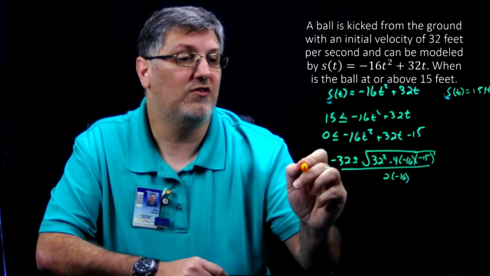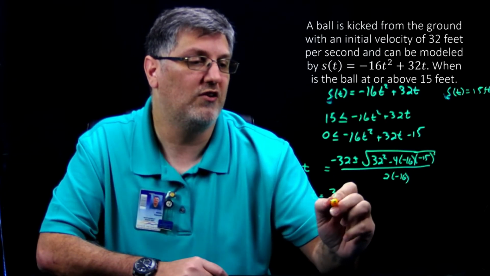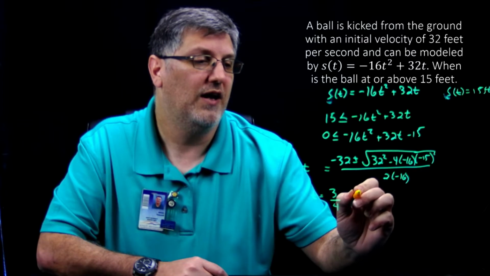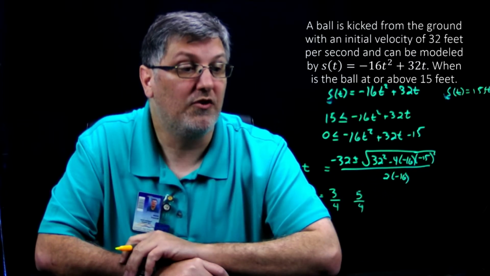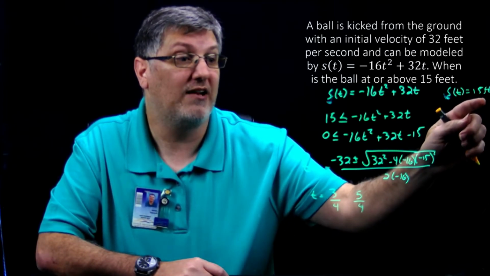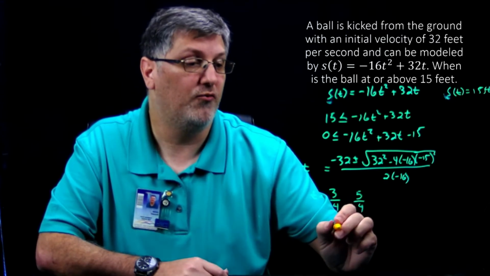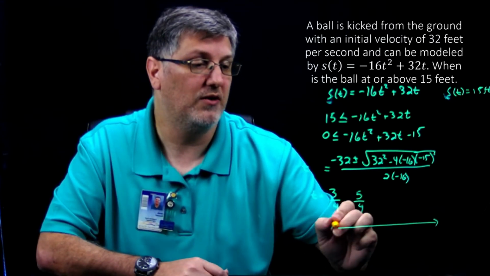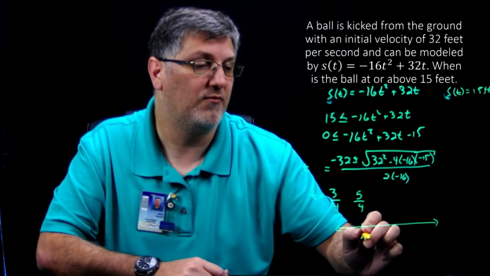Well, this is what t is going to equal. Once you crunch out the math, my t is going to equal 3/4 and 5/4. So that means at 3/4 and at 5/4, we're exactly at 15 feet. All right, now we're ready to figure this out. Let's do a quick number line. So 3/4 is right here. Let's call this just 0.75.